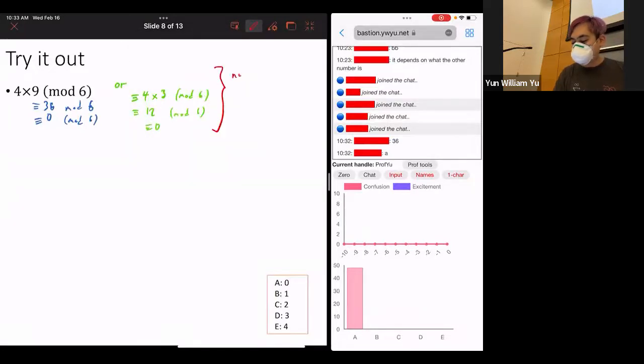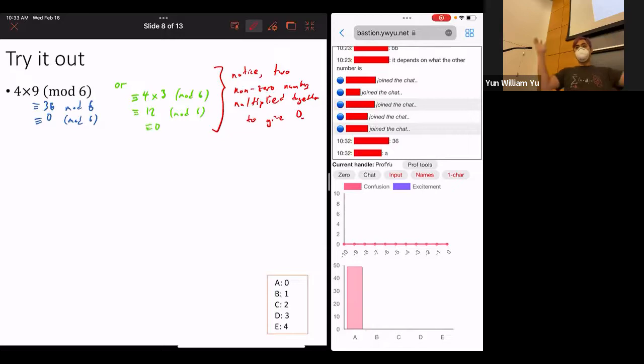And notice, this is actually quite important. Two non-zero numbers multiplied together to give 0. So this should strike you as a little bit odd, right? Because in ordinary multiplication with ordinary numbers, you can't ever multiply 2 numbers together and get 0. But in modular arithmetic, sometimes you can. And that's something we're going to play around with a lot more later. But I just want to point this out now while we're learning multiplication.